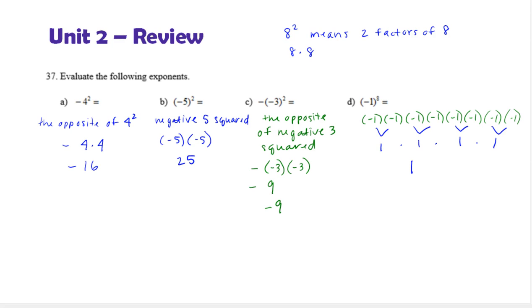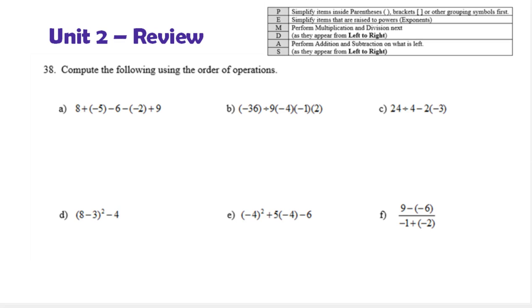Let's look at the next slide. 38, compute the following using the order of operations. So here we have signed numbers. The order of operations applies to all of our different types of numbers, the same as we use with whole numbers. So we're going to follow the same procedure. We just want to practice with negative numbers.